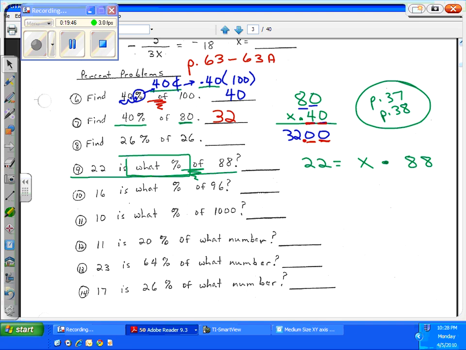Now, to solve algebraically, we would undo multiplication by division. And so we would get x is equal to 22 divided by 88. 22 will go into 88 4 times, and so that's a fourth, which we know to be the same as 0.25, which we know to be the same as 25%.